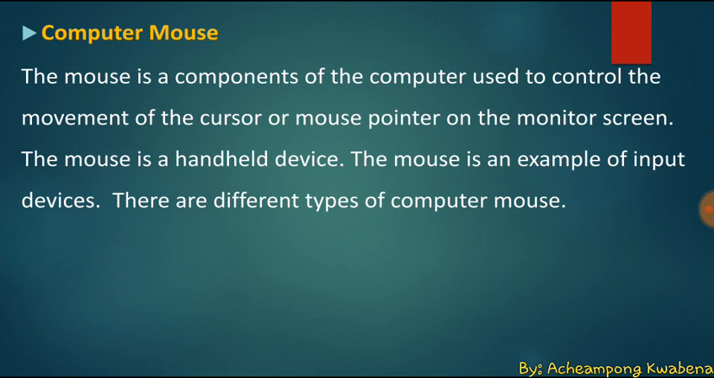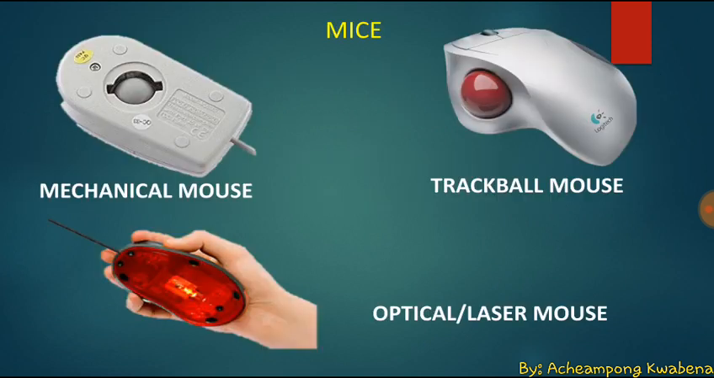So the computer mouse is a handheld device. It's being held in the hand before you can use it. The mouse is also an input device, as the keyboard. So let's look at some types of computer mouse.